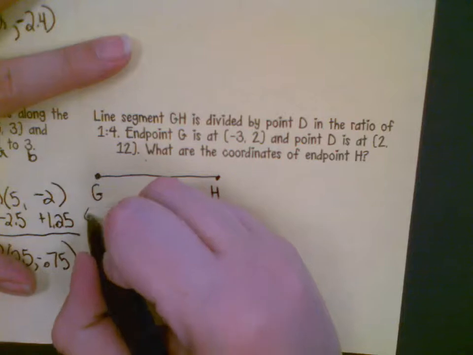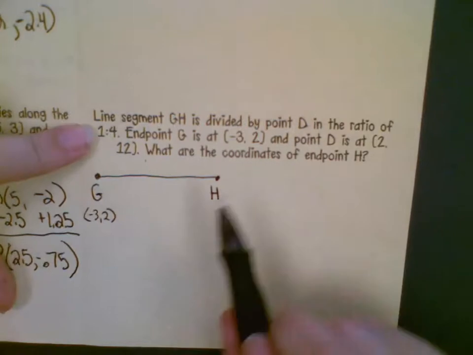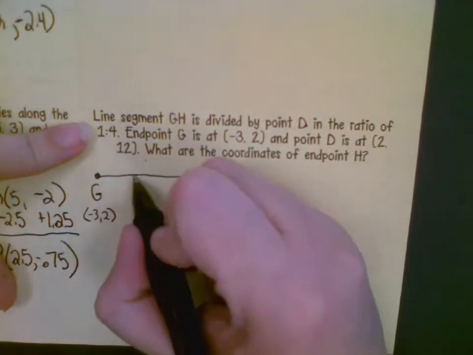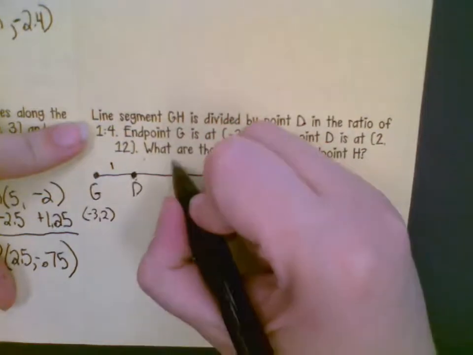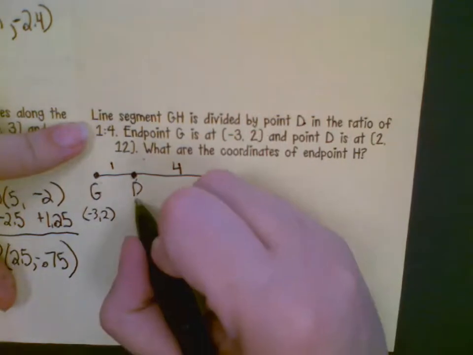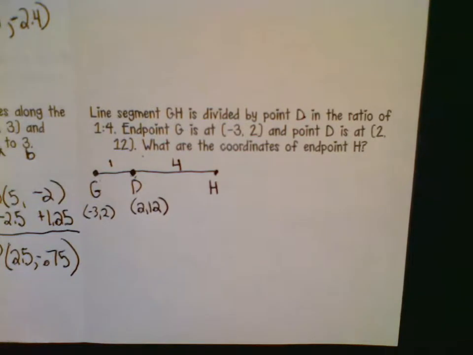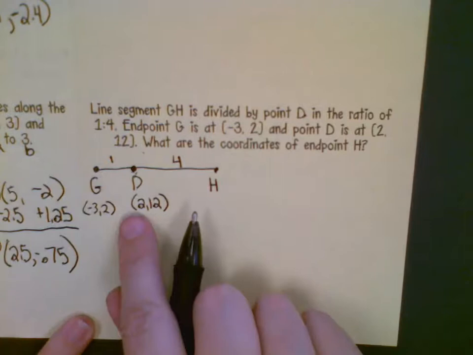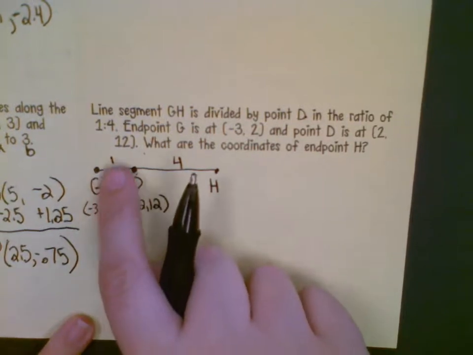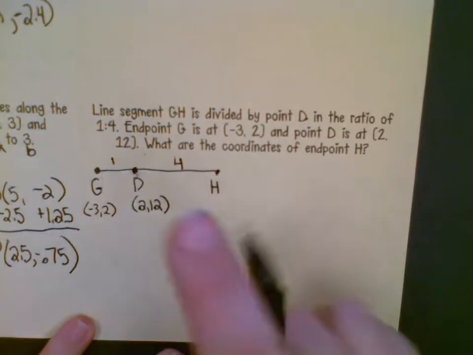So we know that G is at -3, 2. And then they told us that point D splits it in a ratio of 1:4. So from G to D would be worth 1, and then D to H is worth 4. And point D is at 2, 12. And we need to figure out where point H is. So the process is going to be the same for this one. We need to figure out what's changing here. And we see that this is changing and it's worth 1, but the change here is worth 4. So this change is 4 times more than this change.